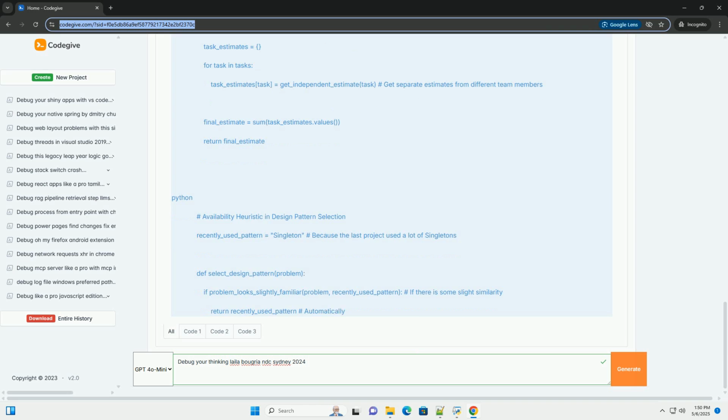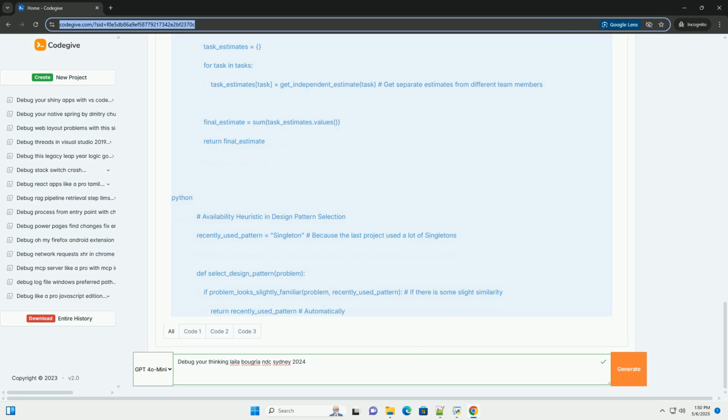Anchoring bias: over-reliance on the first piece of information received, the anchor, when making decisions. Code example: estimating the time to complete a feature based solely on a very early, vague estimate, even when you gain more information that suggests it's wildly inaccurate. Debugging: actively challenge the initial anchor. Get multiple estimates from different perspectives. Break down the task into smaller, more manageable pieces and estimate those individually. Use techniques like planning poker.